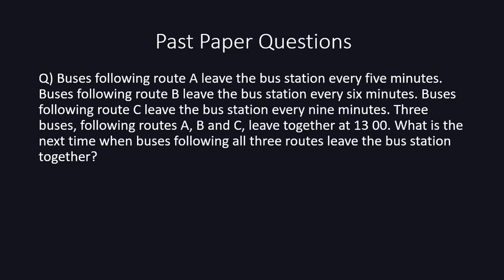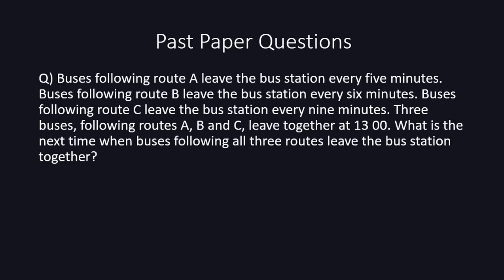So the time it takes for the buses to leave together the next time is going to be a multiple of 5, 6, and 9. Therefore, we can say that this time is going to be the common multiple of 5, 6, and 9. So now that it is clear that the time it takes the buses to leave together is going to be the common multiple of all of these numbers, we need to see if it is the least common multiple. And since the question says what is the next time, we know that it is the least common multiple that we're going to be talking about.